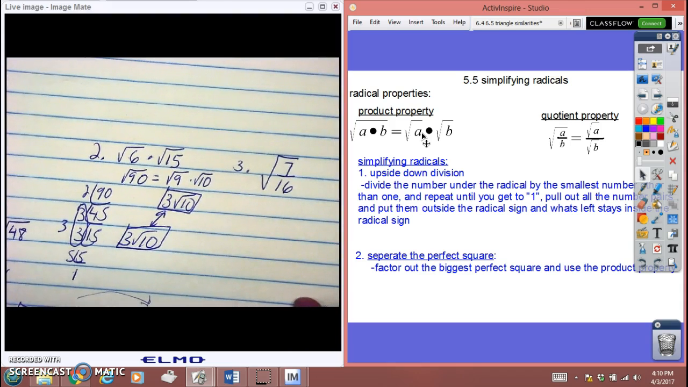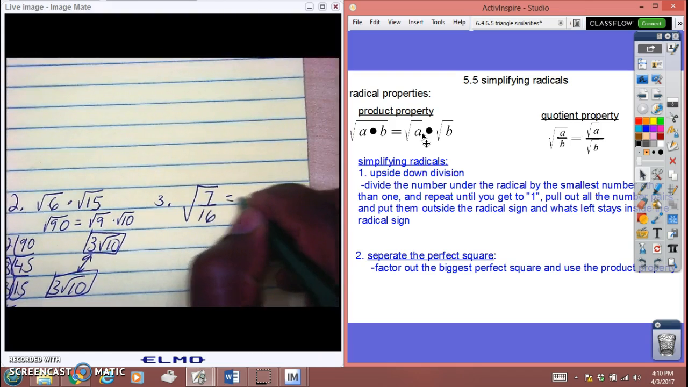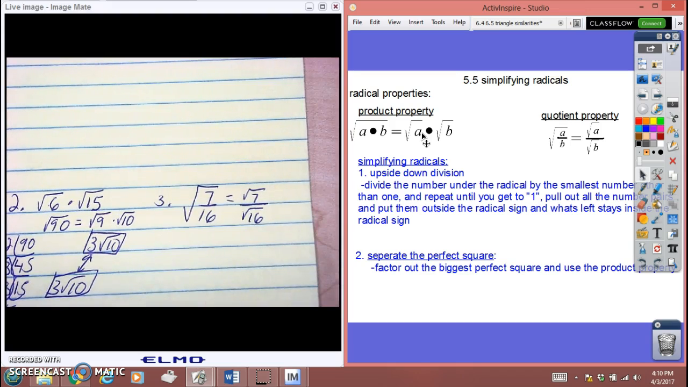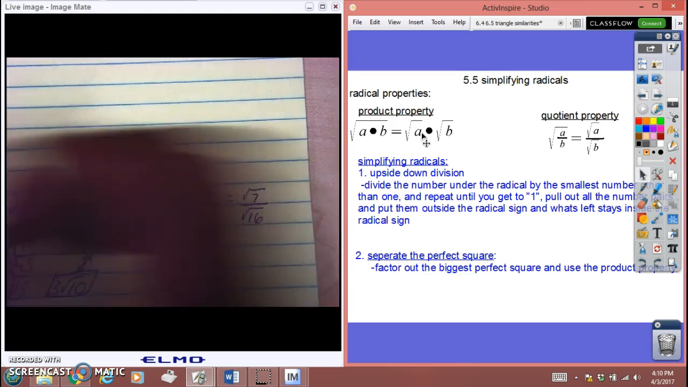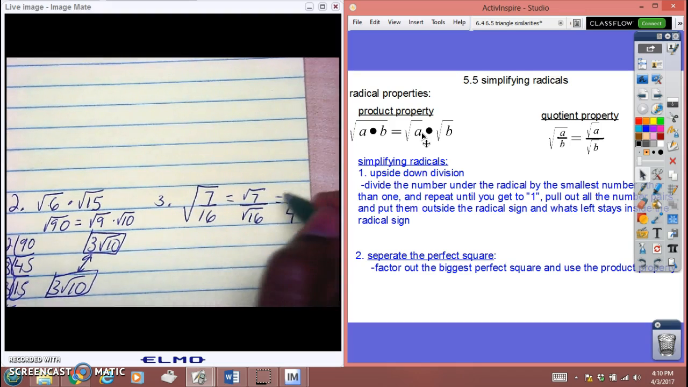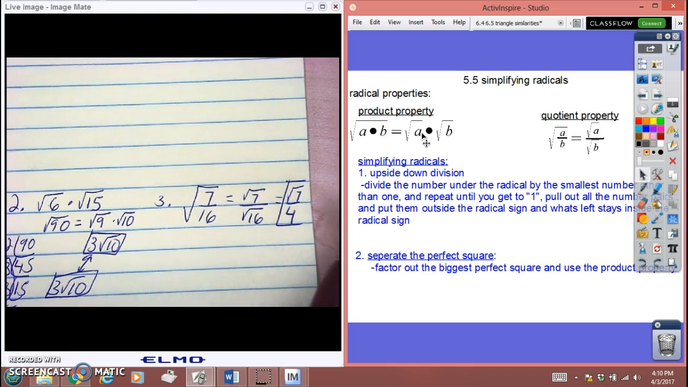What about this one? The square root of 7 over 16. Now, that's the same thing as doing the square root of 7 over the square root of 16, right? You got this property here that says you can separate them. What's the square root of 16? That's 4. The square root of 7 doesn't reduce, so it stays just the square root of 7 over 4. All right? So those are those.